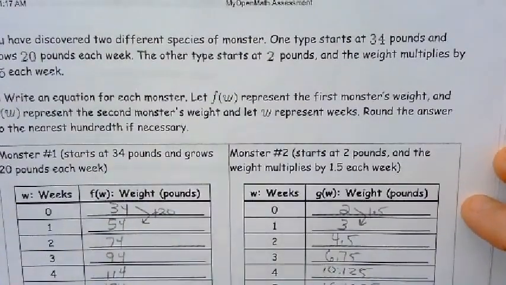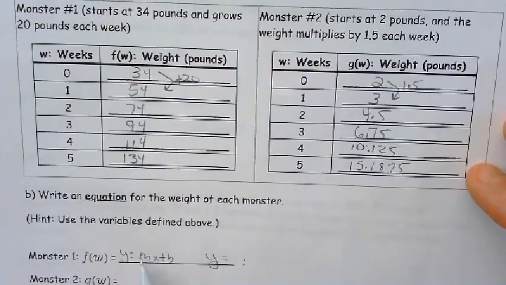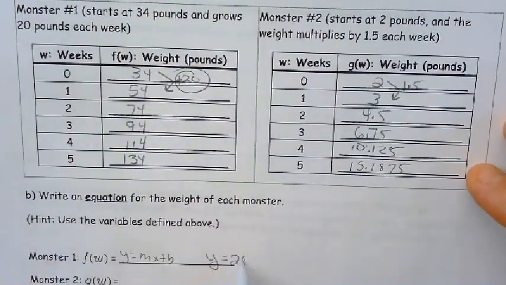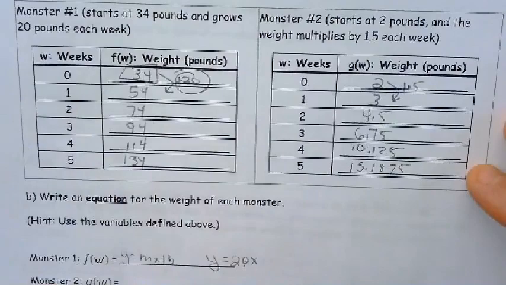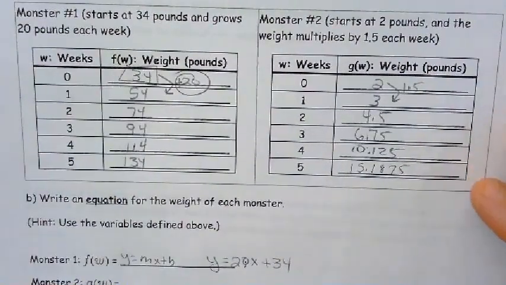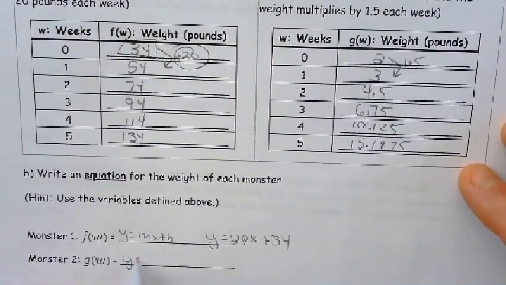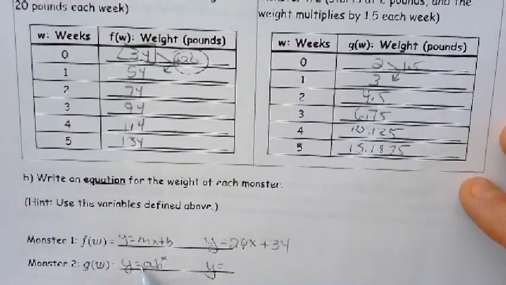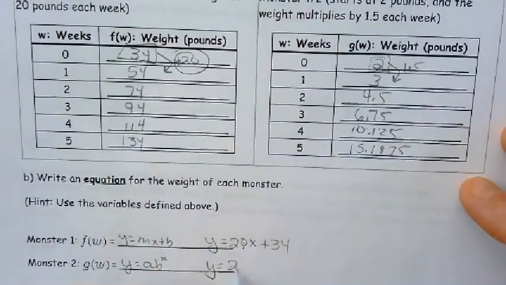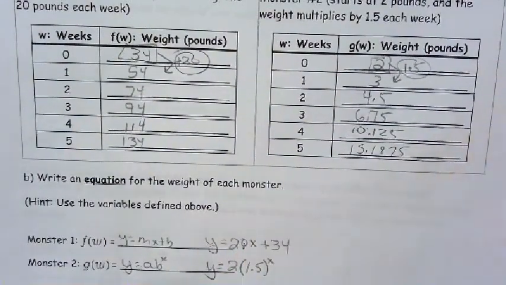Well, we are adding each time, so that's y equals mx plus b, because you add the same number. So therefore, it's going to be y equals, m is your slope, it's your growth, so it's 20, times x, plus your initial value. Your initial value here is 34, or your starting value. Monster g of w, okay, so that's being multiplied by the same number each time. So that's y equals ab to the x. So y equals the a value is your initial value, which is 2, times your multiplier, which is 1.5, to the x power. There you have it.